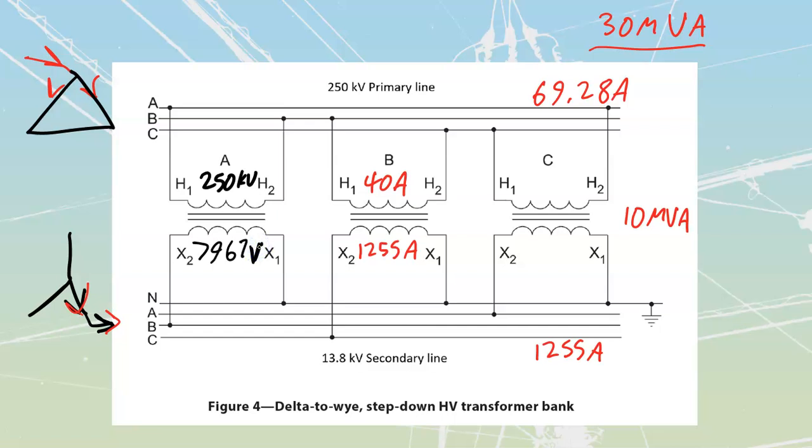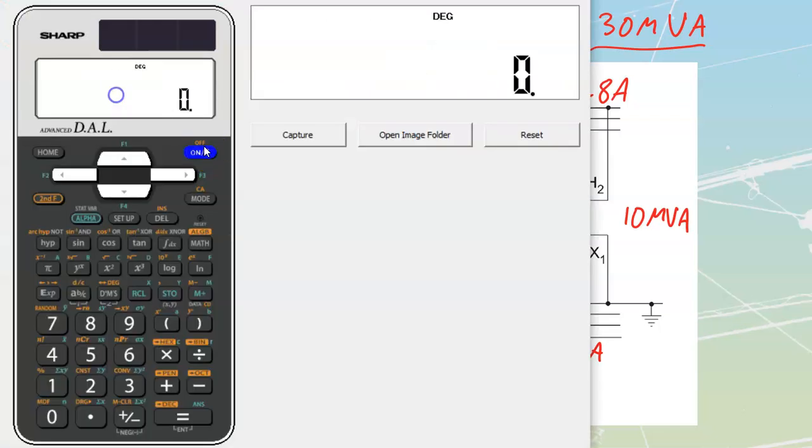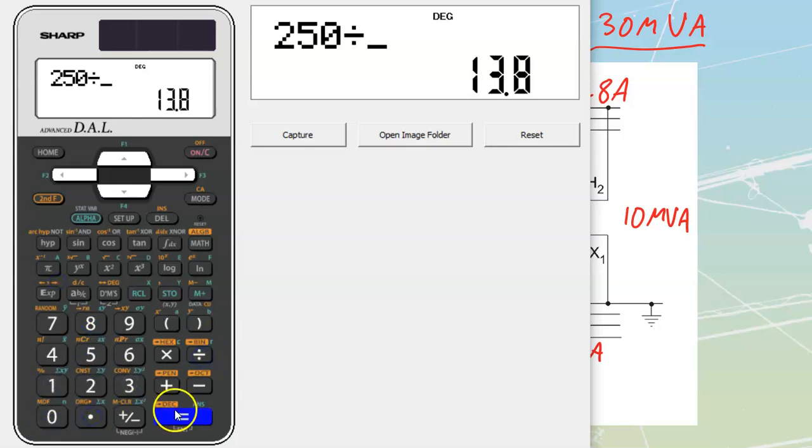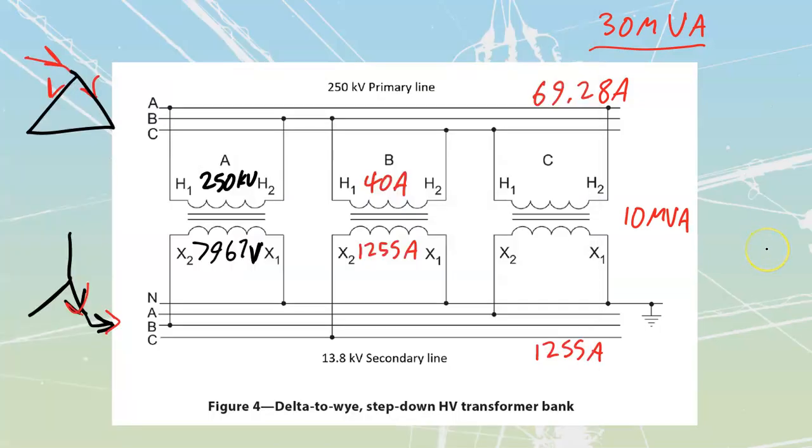Doing our voltage ratio and our turns ratio, our voltage ratio is going to be the same as what we've seen before, where we have our line voltage over top of our line voltage. So let's calculate that. 250,000 over top of 13.8. 250 divided by 13.8 gets me to a value of 18.12 to 1. So my voltage ratio stays the same. VR equals 18.12 to 1.